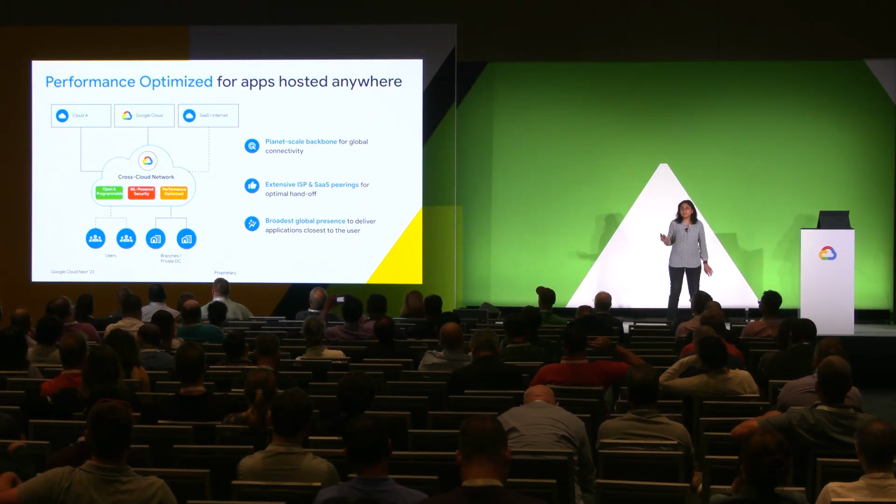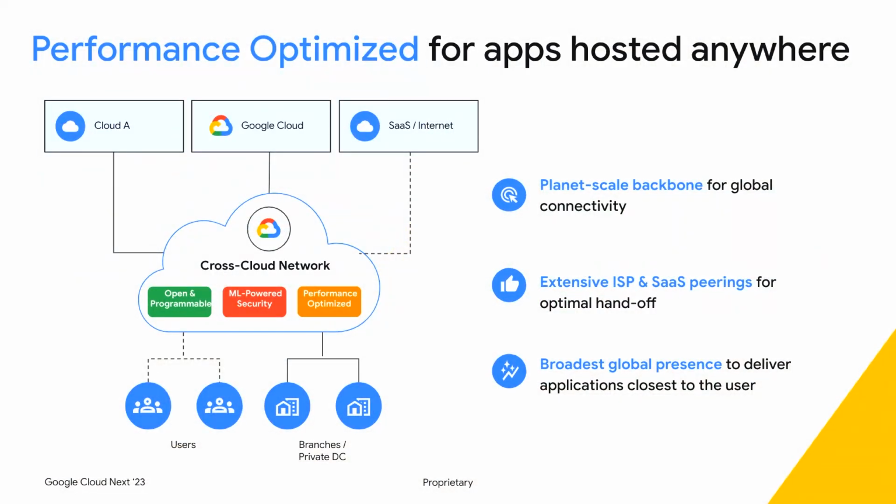And while you do all of this, you can be assured that it would not impact the experience of your applications that could be running in different environments. So cross-cloud networks makes Google's planet scale backbone available for you to use and build your enterprise network on top of that. And with our extensive peerings with our ISPs, SaaS vendors, our broadest presence across more than 200 countries and territories, we provide the best application experience for any application that you're hosting in Google Cloud or in any other environment with optimal application experience.